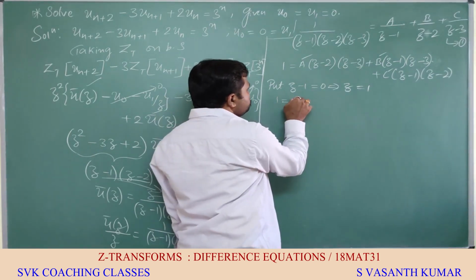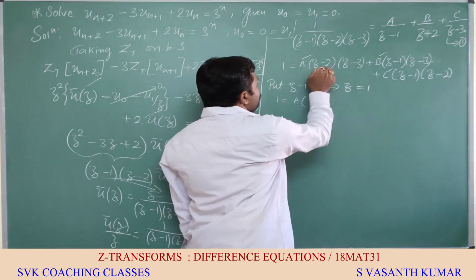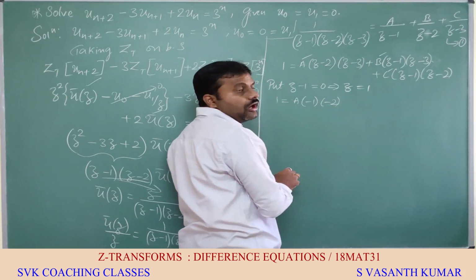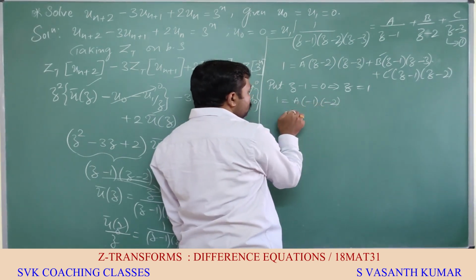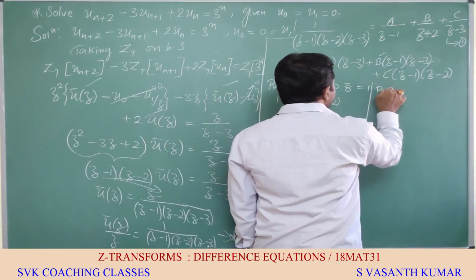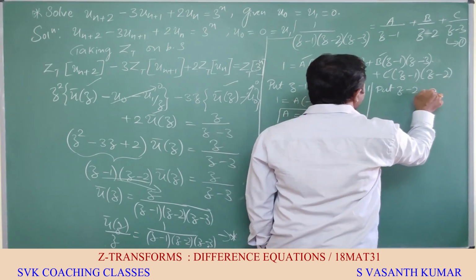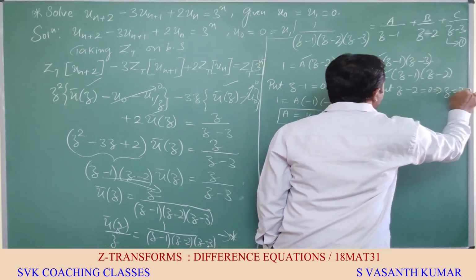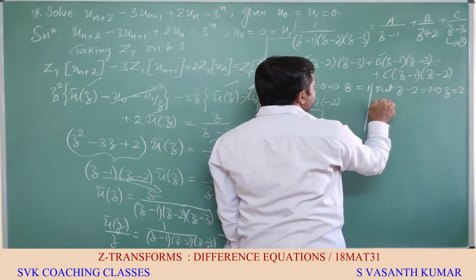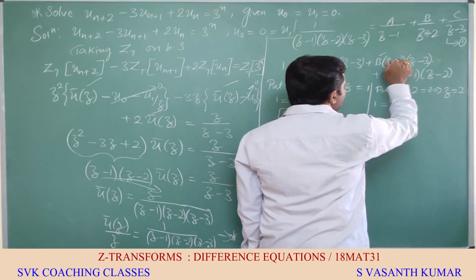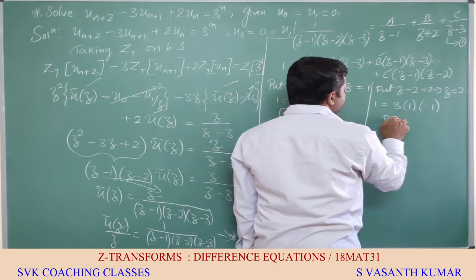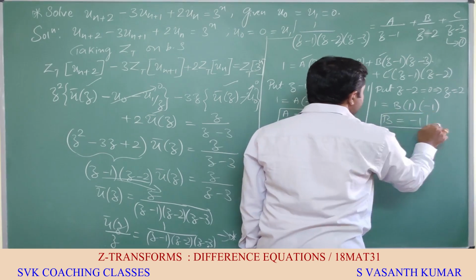So 1 equal to A into (1 minus 2) is minus 1, (1 minus 3) is minus 2. Minus 1 into minus 2 is plus 2. So therefore A equal to 1 by 2. Similarly, put z minus 2 equal to 0. That implies z equal to 2. Wherever you have z minus 2, the value will be 0. So therefore 1 equal to B into (2 minus 1) is 1, (2 minus 3) is minus 1. So therefore B is minus 1.